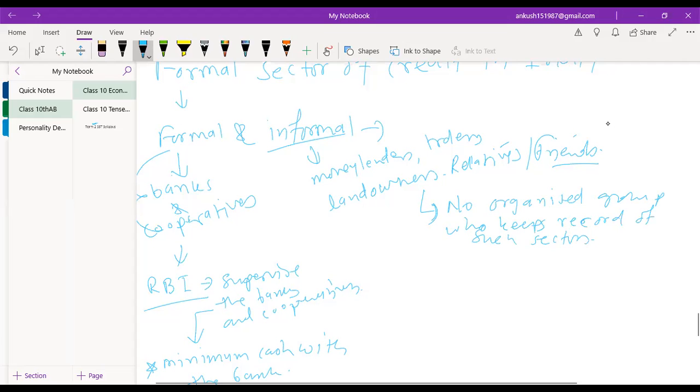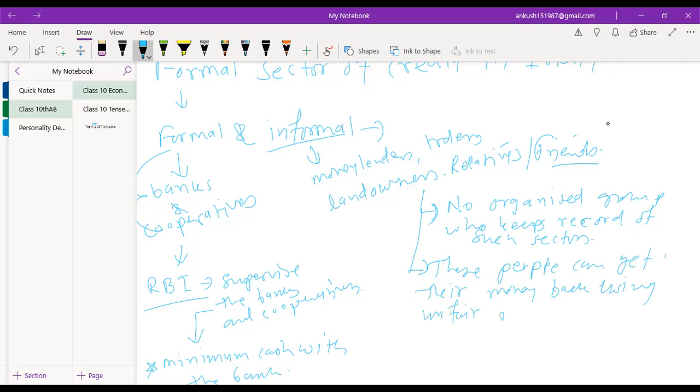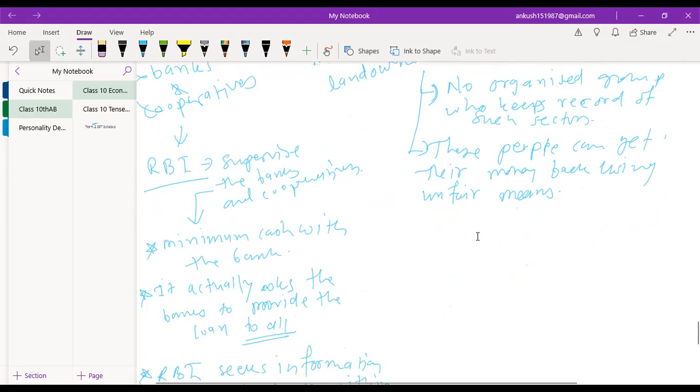First thing, it means these people can get their money back using unfair means. डरा धमका कर मांग सकते हैं वापस. Okay, by threatening the people, they can ask for their money to be paid back.